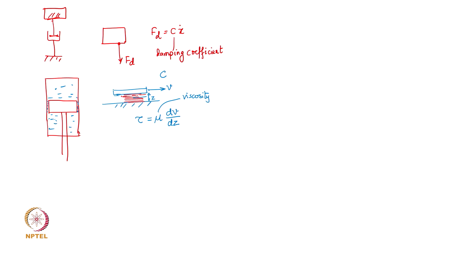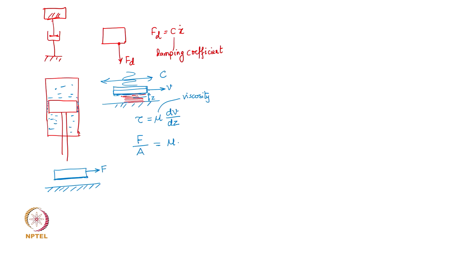Now, if this is your piston or a vibratory mass which is executing a vibratory motion in this direction, then the shear stress tau in the fluid film at the interface of the piston or the mass and the fluid film is equal to F divided by the cross-sectional area. If the fluid film is separating this surface from the fixed plate, and the area in contact is A, the force encountered is going to be equal to mu times dV by dz.